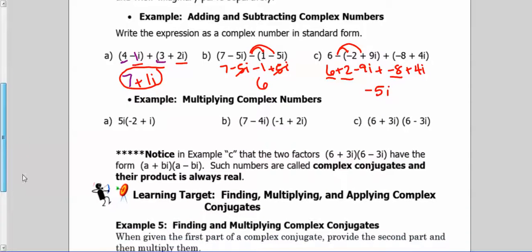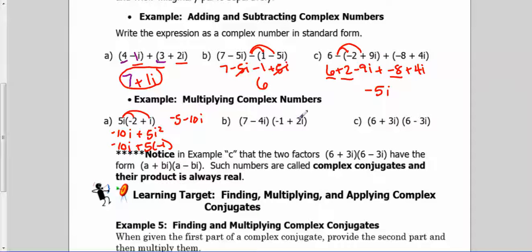For multiplying, you can also do these on the calculator. What I'm going to do first is show you how to do it without the calculator. So distribute the 5i to each of these. So I would have negative 10i plus 5i squared. Now when you get an i squared, you want to replace that with a negative 1. So it'd be negative 10i plus 5 times negative 1. And that gives you negative 5, so your final answer is negative 5 minus 10i.